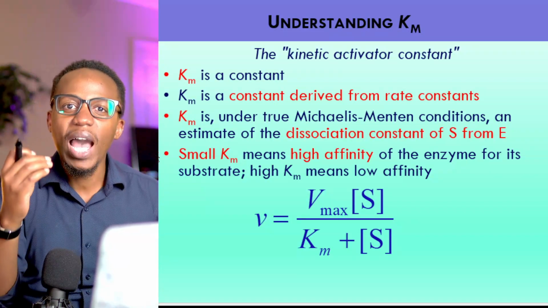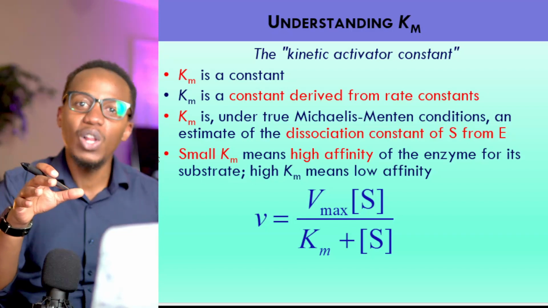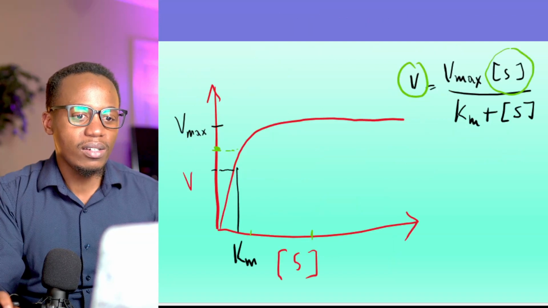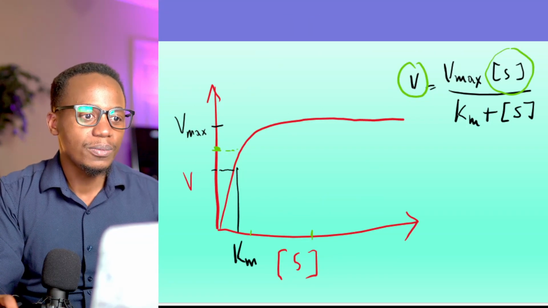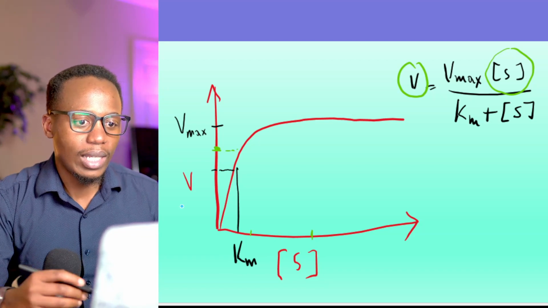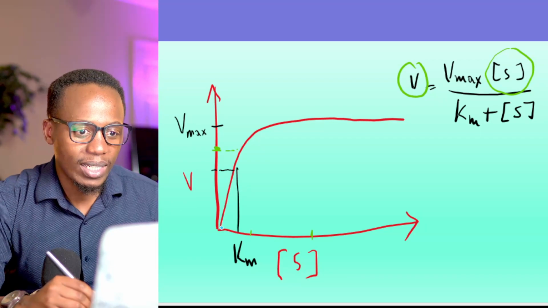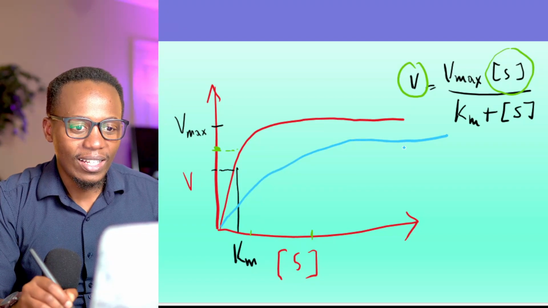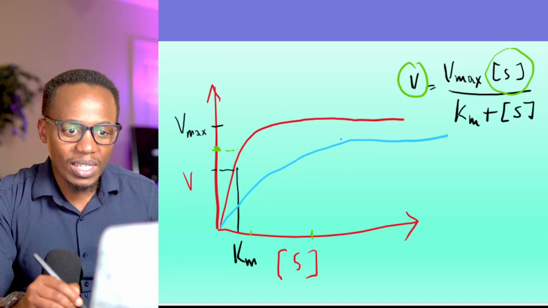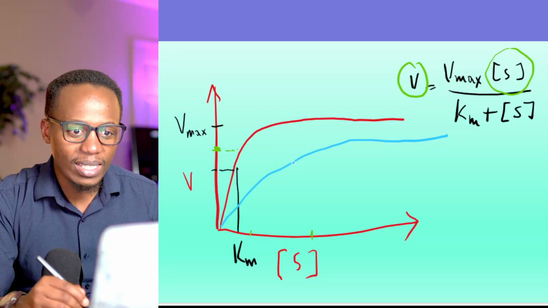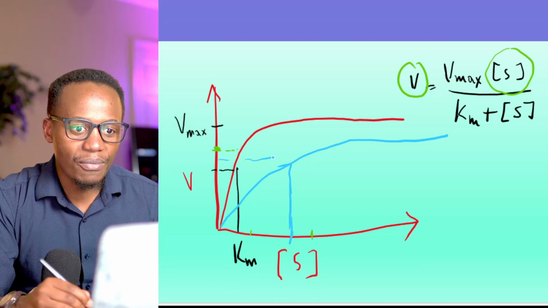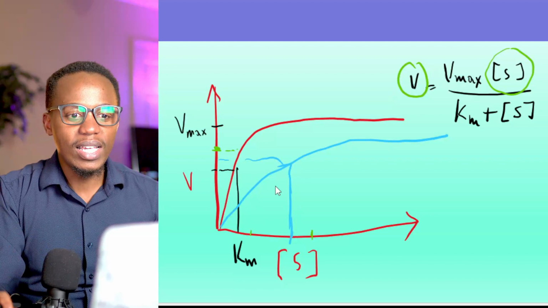Low Km shows high affinity. High Km shows low affinity. All right, so that means that if we go back here, if we have another enzyme that looks like this, that goes this way, right? Look, it's not as good, right? So this is its Vmax. Half of its Vmax will be here, so the Km will be bigger. So the Km for this second enzyme will be bigger. And this enzyme is not as good.